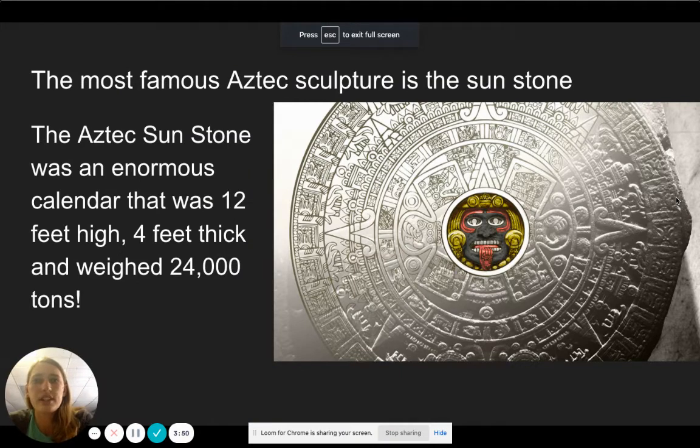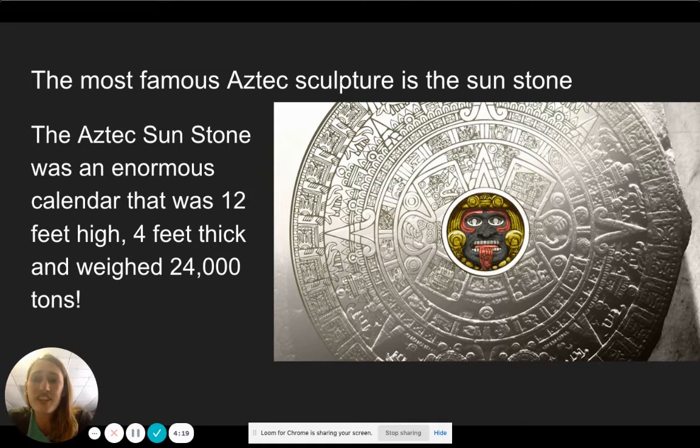All right, so here is this famous Aztec sculpture known as the Sunstone. The Aztec Sunstone is an enormous calendar that was 12 feet high. So Mrs. Bergman, that's me, I am 6 feet tall. So imagine Mrs. Bergman stacked on top of Mrs. Bergman. That is how tall this stone is. It's huge. And in a little bit, I have a picture of people actually standing by it, so you guys can get a better idea of how big it really is.